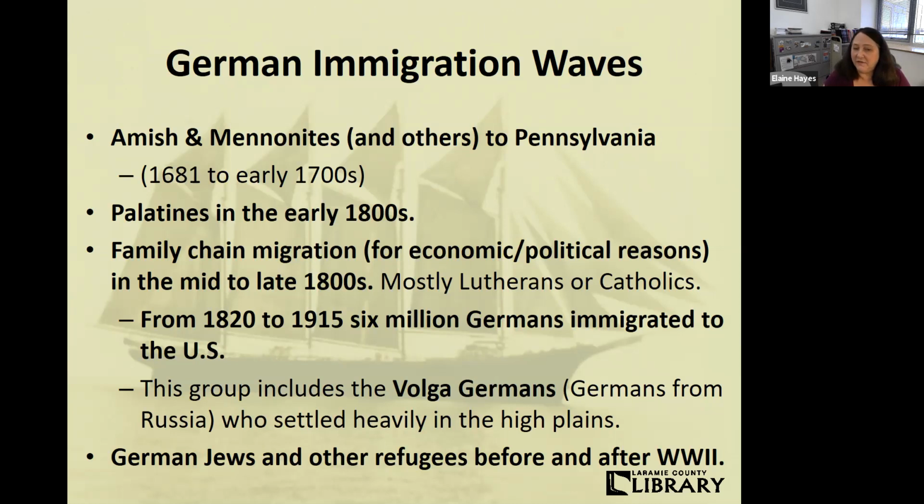From 1820 to 1915, 6 million Germans immigrated to the US, which is, like I said, the largest ethnic group of immigrants. This group includes the Volga Germans, who are the Germans from Russia who settled heavily in the high plains, in places like Wyoming, Colorado, and Nebraska. So around here, there are lots of Volga Germans. And then later we have German Jews and other refugees before and after World War II.